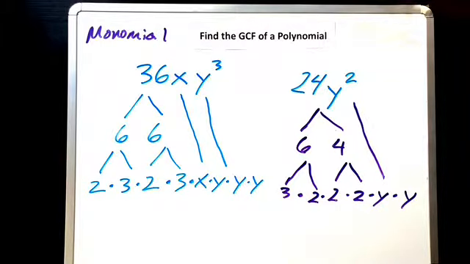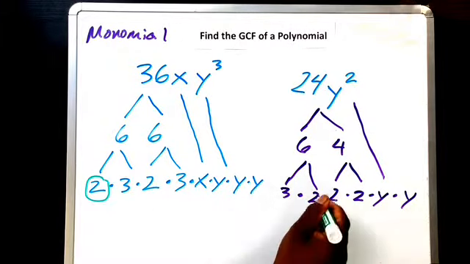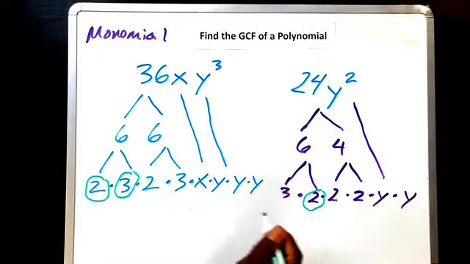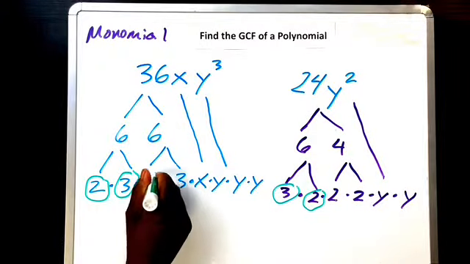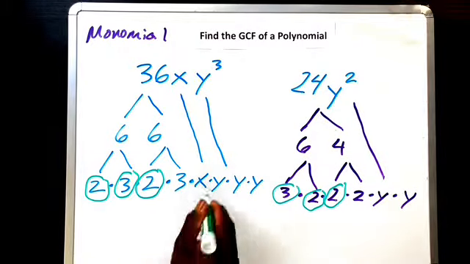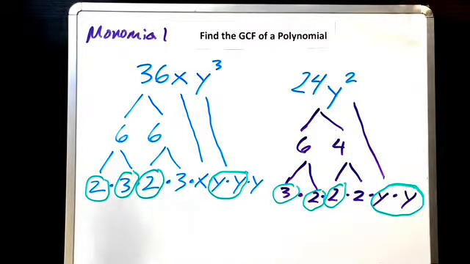Now, we're going to circle the factors they have in common. Okay? There's a 2 here and a 2 here. All right? There's a 3 here and a 3 here. There's a 2 here and a 2 here in common. And then we have two y values: y times y and y times y, all right? So those are the factors that we have in common.